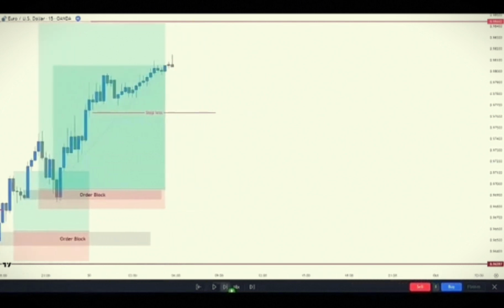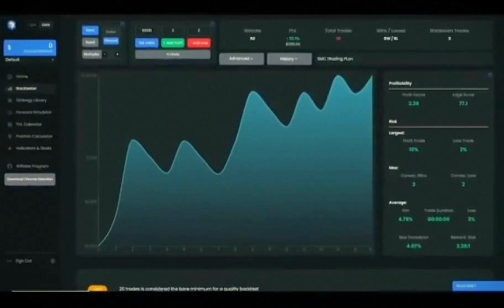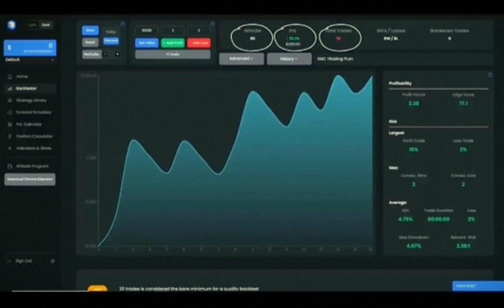But remember, trading live will be much more difficult because you also have to deal with emotions. However, backtesting on past data is the best way to test the trading system and prepare for different trading scenarios. Now these are the results we have got after backtesting this trading plan on the euro-dollar pair for a month. We had taken 16 trades during this period. Although our win rate was 50%, we gained 23% profits. Our profit factor was 2.38, and we only suffered a 4.75% drawdown.